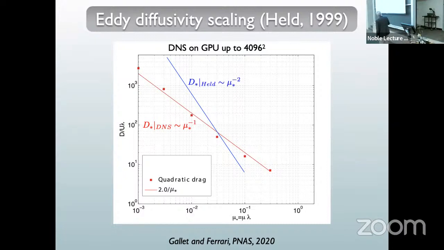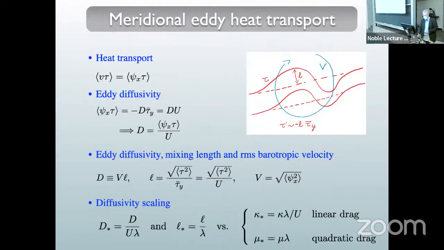And this instead is a D star that scales as mu star to the -1. Clearly, that scaling doesn't seem to capture the dynamics of this system. So that scaling argument based on spectral description doesn't seem quite to capture the evolution of this system. So now we want to revisit the problem.